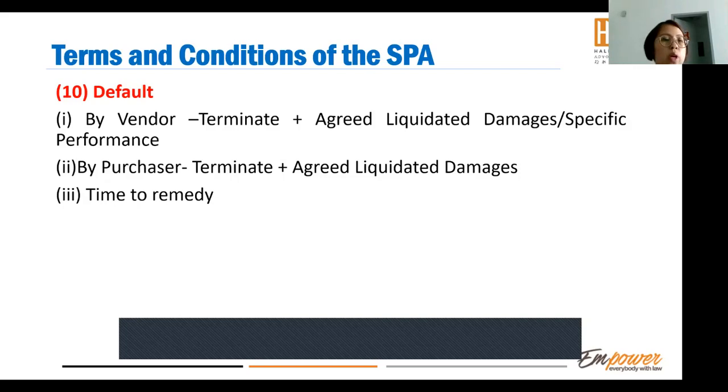So there are also some clauses in the agreement that will provide a time for the vendor or the purchaser to remedy. So it is up to the parties how long the period is. If they cannot remedy, then each party can make a decision. If because of the vendor's fault, then the purchaser can decide either to terminate or ask for specific performance. Or if because of the purchaser, the vendor can always terminate and forfeit the 10%. Okay.